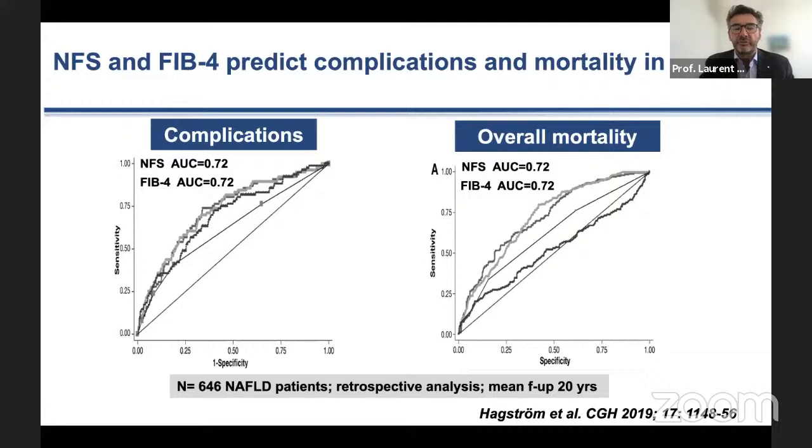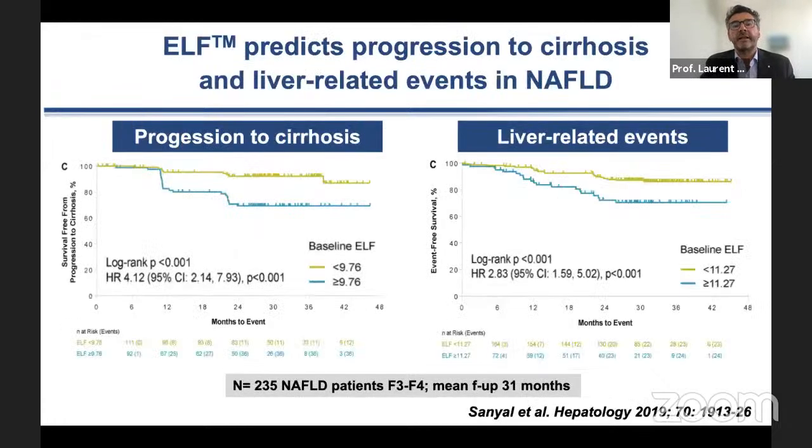This is a study from Sweden, a large cohort with very long follow-up. But I just want to stress that the AUROCs are pretty low, 0.72. ELF also, this is again the STELLA trial, can predict progression to cirrhosis at a cutoff above 9.7, and liver-related events at a slightly higher cutoff, 11.3.